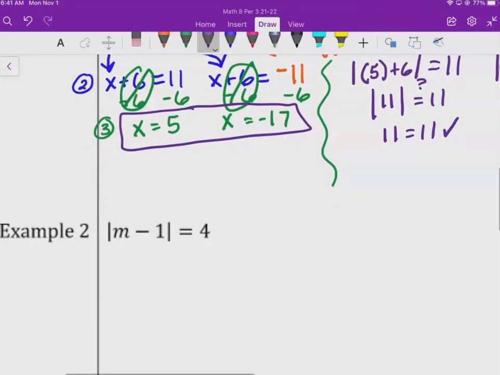Okay, number 2. Again, this one you're going to do by yourself though. So step 1, they've already done it for you. Step 2, hold up 2 fingers. 1, isolate the absolute value expression. 2, set up 2 cases. Okay, so now turn off the video, hit pause, and go finish this problem.